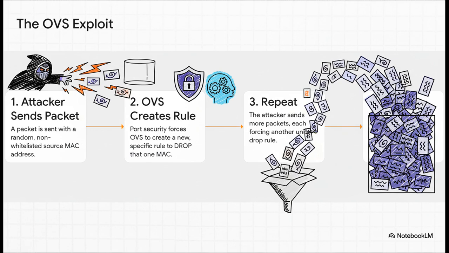In the world of virtual networking, using something called Open vSwitch, or OVS, this exact security feature backfires spectacularly. When an attacker sends a packet with a fake address, port security kicks in and tells OVS to block it. But here's the fatal flaw. OVS blocks it by creating a brand new, very specific rule to drop traffic from that one fake address. So when the attacker sends another packet with another fake address, OVS has to create another new rule.